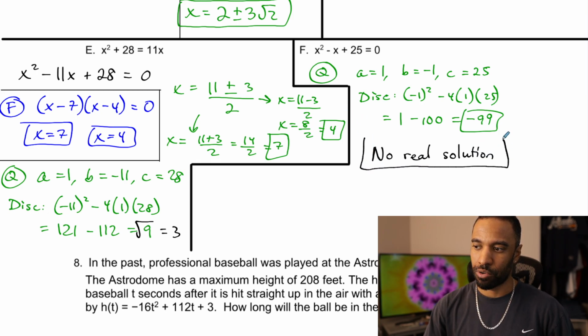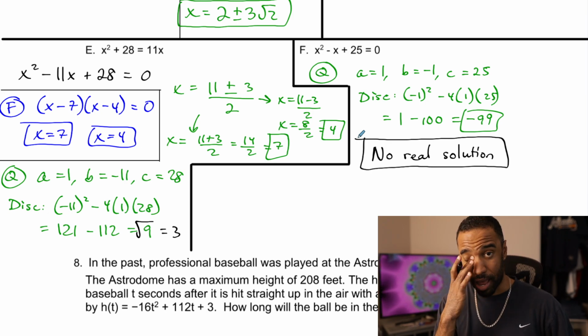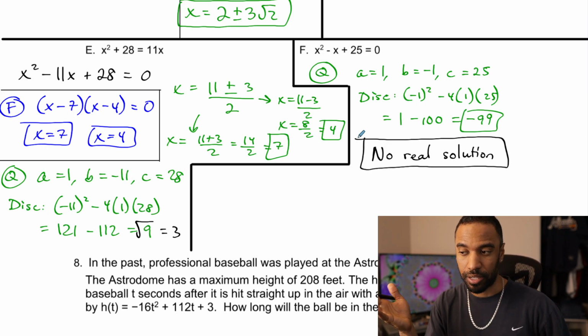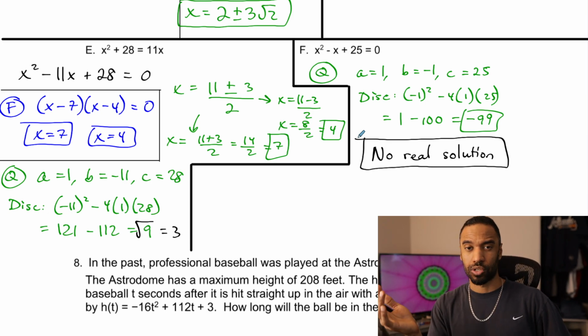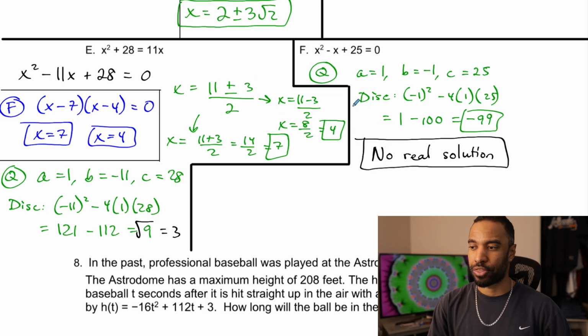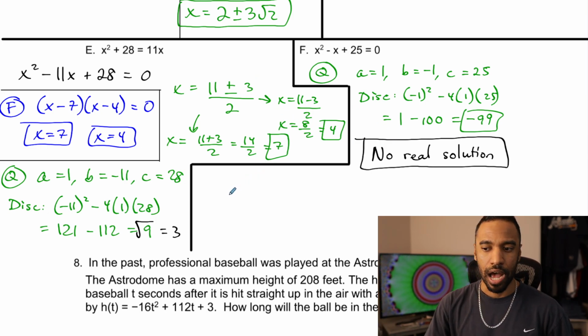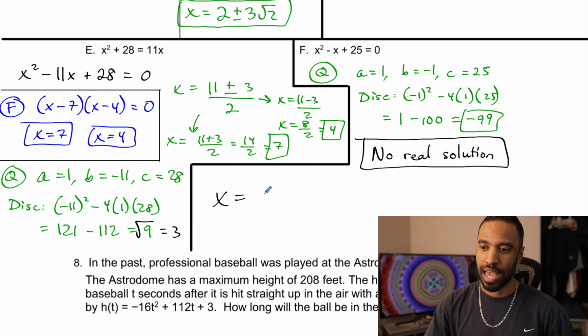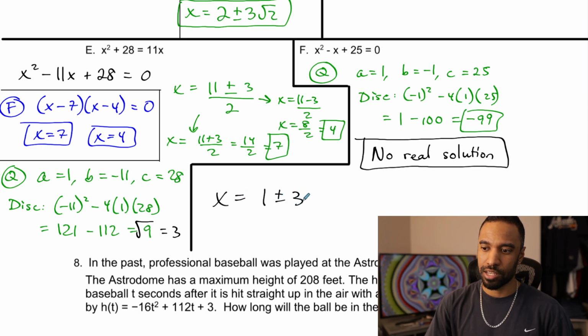Remember, we're trying to find out where these cross the x-axis on a graph. What if I graph this parabola here and they don't? There are imaginary solutions. If you are a math head and you're getting to the imaginary solutions, I'll tell you right now, your answer would be this. X equals 1 plus or minus 3i root 11 over 2.